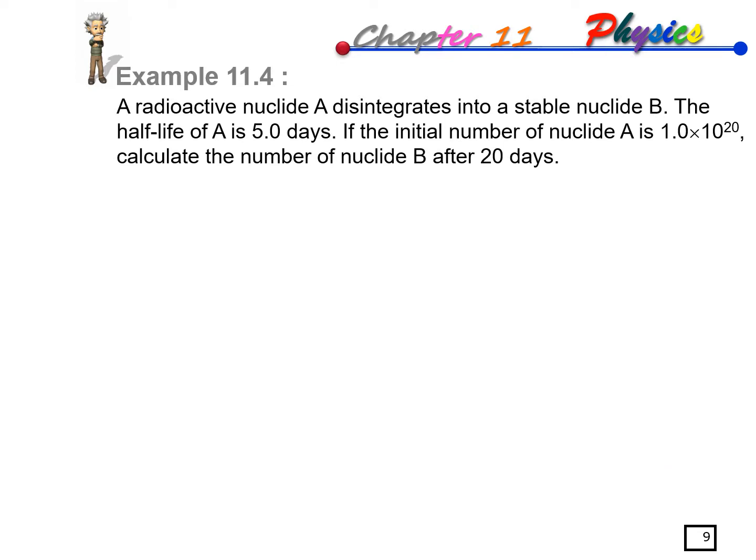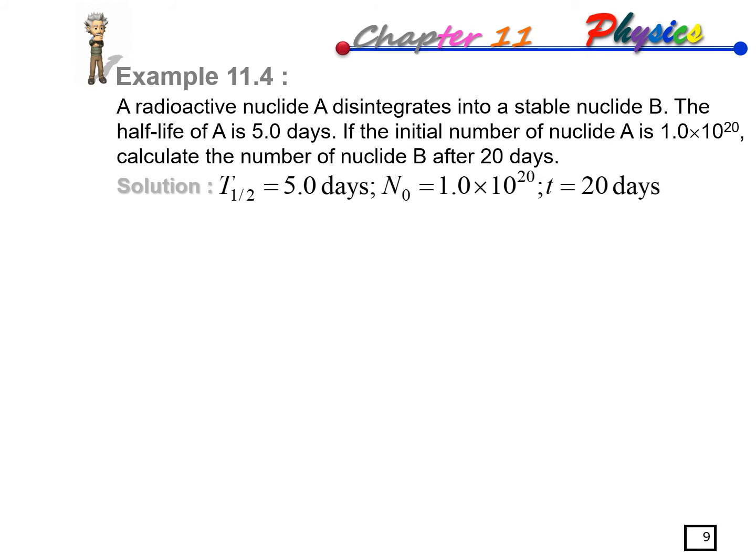For example 11.4, we have a radioactive nuclide A that disintegrates into a stable nuclide B. The half-life is given as 5 days, and the initial number of nuclide is given. They want us to calculate the number of nuclide B after 20 days. So the information given is the half-life, the initial number of atoms, and the time period, which is 20 days.